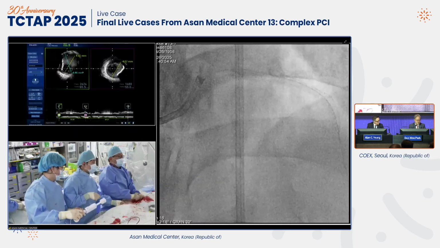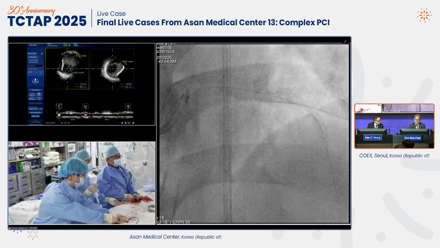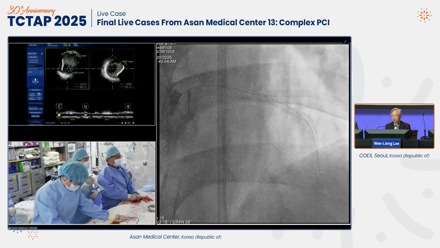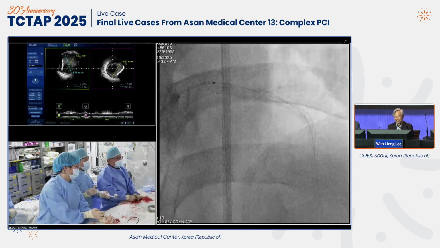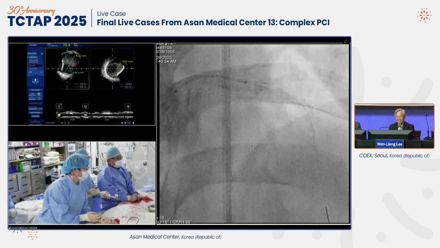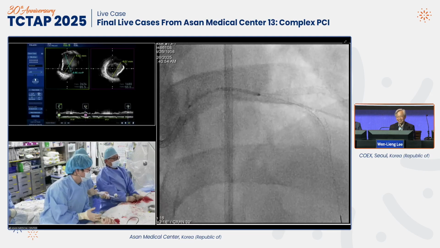Jung-Min, I like the way they choose the stent size. It really fits the vessel. But after the stent implantation, we have to see the IVUS, so I will react to the IVUS findings.